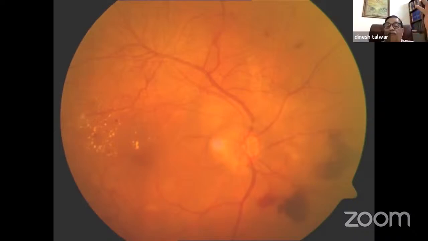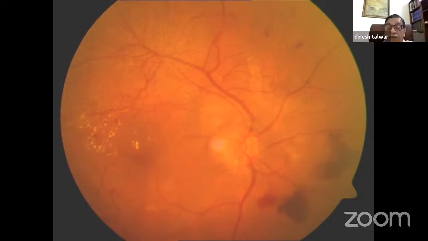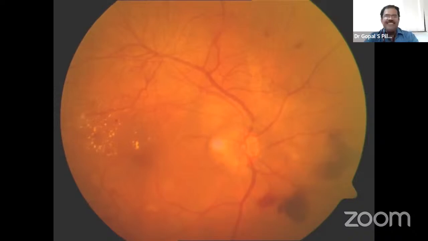What is the high risk of? That is the question. High risk of what? For vision. Or severe visual loss. Okay, so that brings us to how you define severe visual loss. Anybody can tell us?